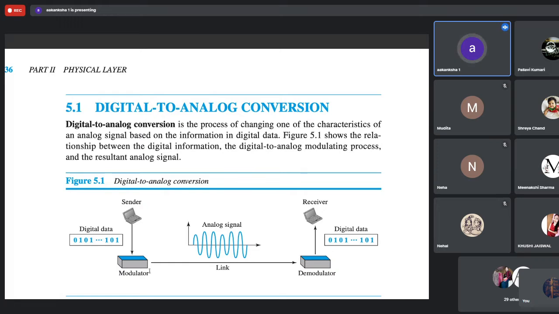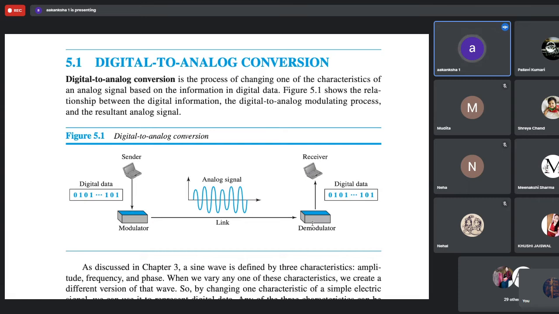So it is doing modulation, and then the analog signal, which is carrying the digital information, is sent over the link between the modulator and the demodulator. In turn, the demodulator will do the reverse algorithm of the modulator, extract the digital information from the received analog signal, and send it back to the receiver laptop or receiver device, which will process the digital information. So this is the basic process of modulation, demodulation, or digital to analog conversion.